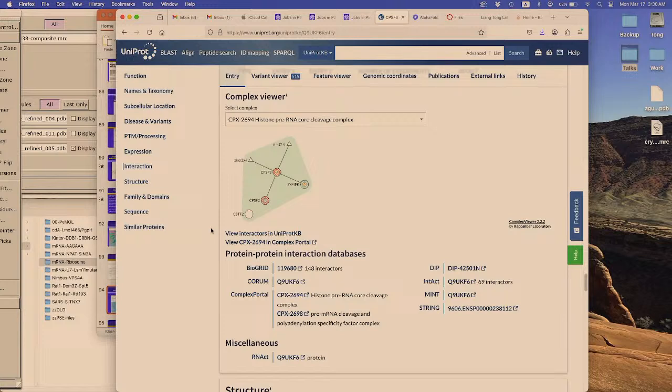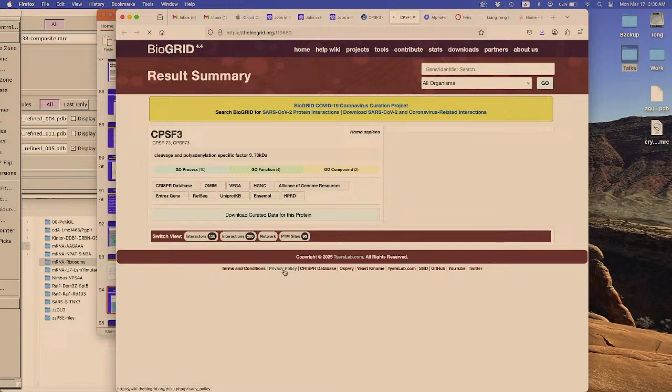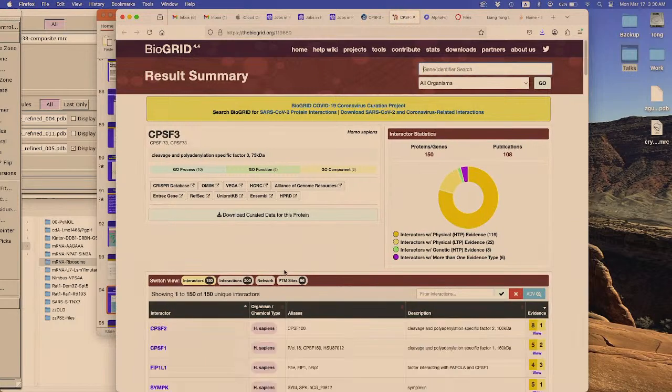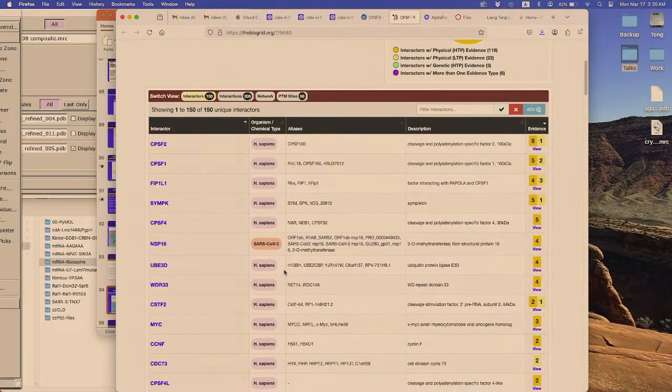So what I did is just go into this database, BioGrid. Okay, so CPS23 is all called CPS3. You'll know that soon. So now it's just a list of all the binding partners. Some of these I know because I work on CPS2. Well, so that's a binding partner of CPS3. Well, that's why they are called CPSFs. Some of these I do not know.